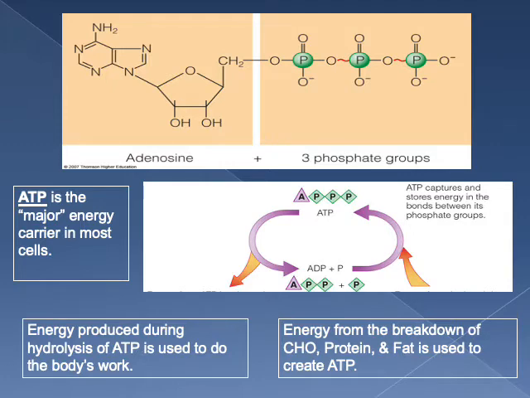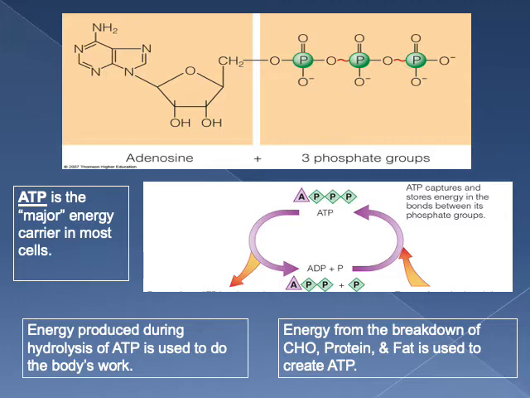Energy used or released in the body is in the form of ATP. ATP, or adenosine triphosphate, is the major energy carrier in most cells. You can see the structure as adenosine and then 3 phosphate groups. Adenosine is adenine and ribose, which is a sugar.